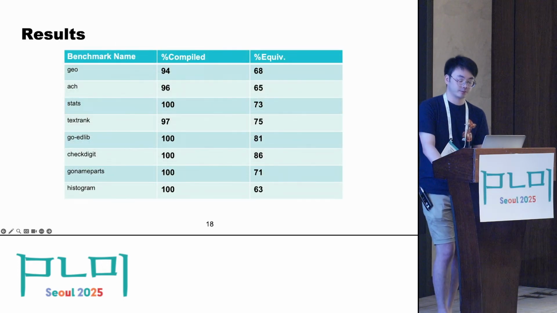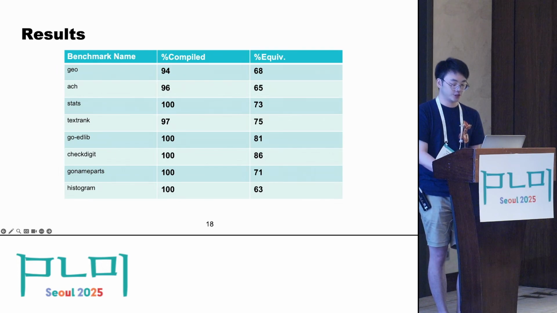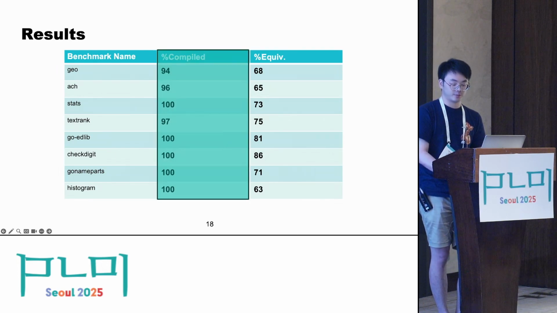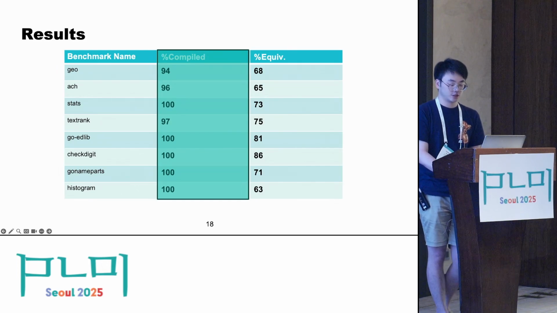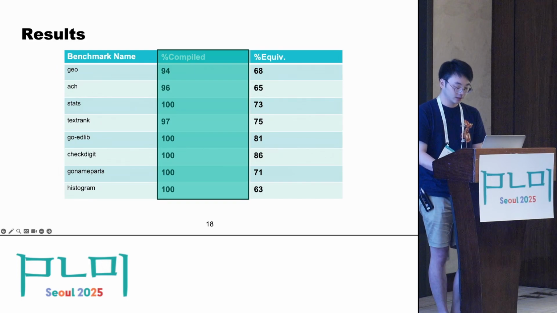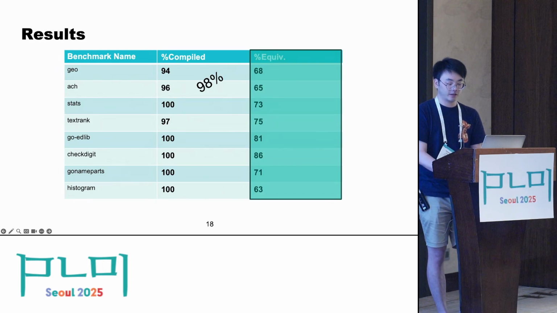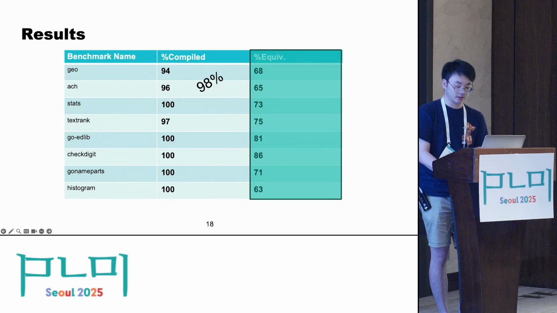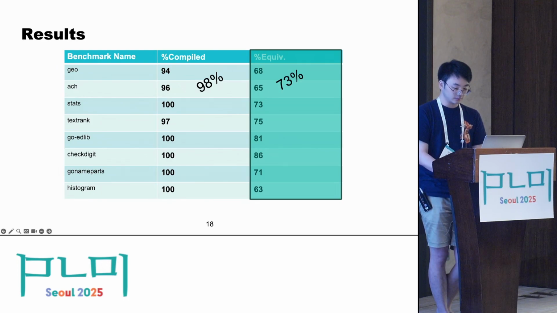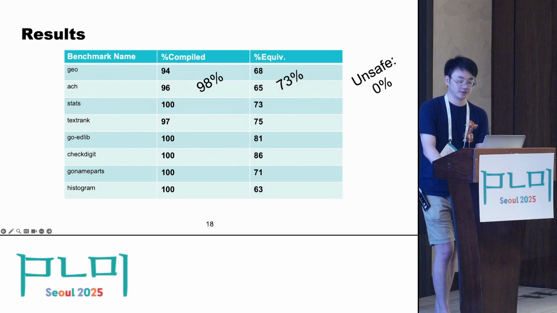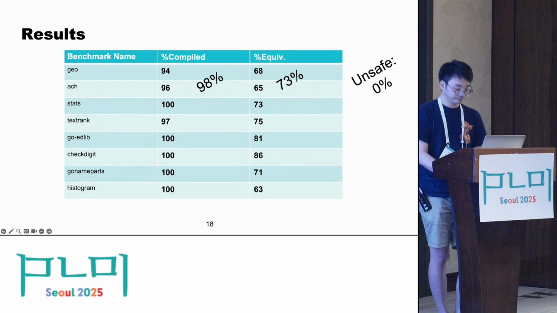Our experimental evaluation shows that our approach achieves a very high compilation rate for the benchmarks selected. Measured by the percentage of functions translated that successfully compiled, we achieve an average of 98% success rate. Our approach also shows a relatively high input-output equivalence rate, similarly measured as the percentage of functions translated that successfully pass our oracles. We achieve an average of 73% success rate. Also, the translation consists of 100% safe code.